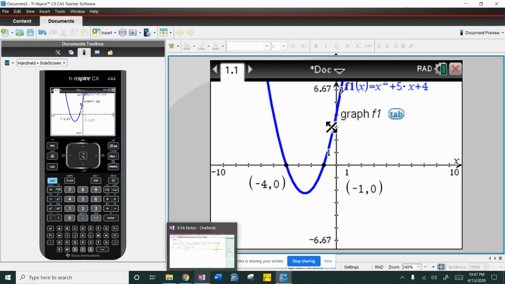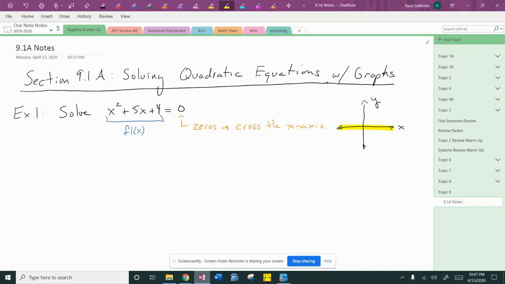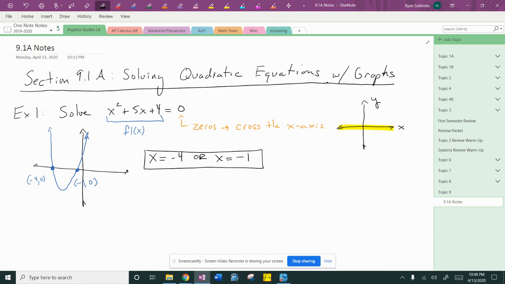So what I would do is, for my work, I would simply just draw a quick sketch. It's not a very good straight line. A quick sketch of what we see here. We have a parabola that hit 2 points, and 1 point was -4, 0. The other point was -1, 0. So we would say for this one, our solutions are x equals -4 or x equals -1. There are two answers here. 2 times your graph hits 0.